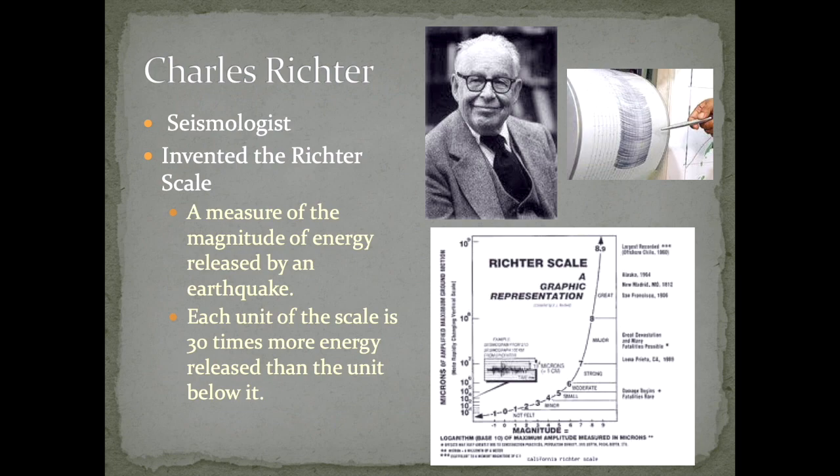The way that it works, though, is you have a magnitude 1 earthquake, and a magnitude 2 earthquake is 10 times the strength of a 1. A magnitude 3 is 10 times the strength of a 2, 100 times the strength of a 1. A magnitude 4 then becomes 10 times stronger than a 3, 100 times stronger than a 2, 1,000 times stronger than a 1. So you can see what kind of energy is going to be released when you get up into the 7s and 8s and the 9s, which are complete devastation.